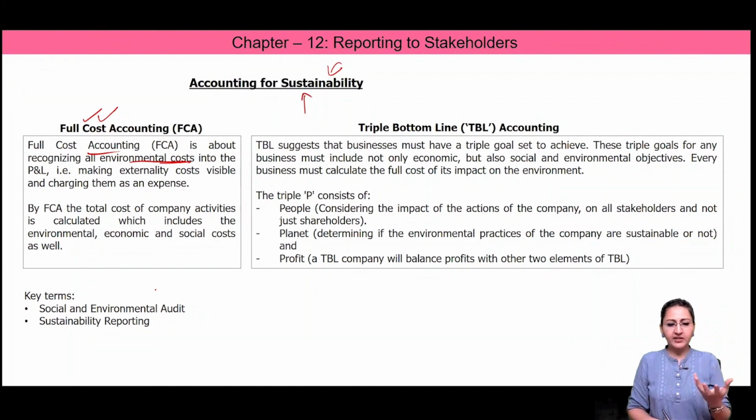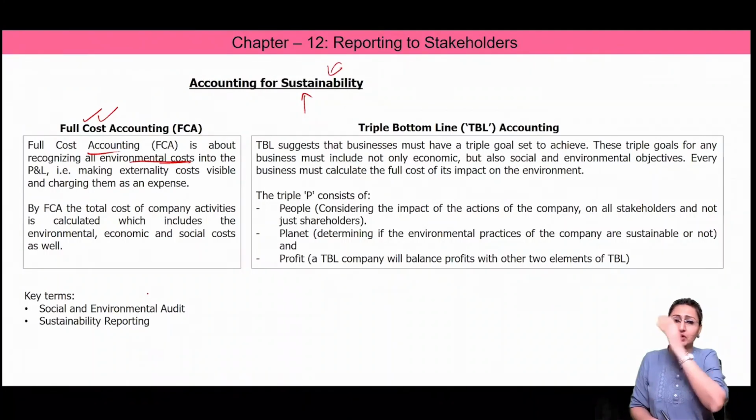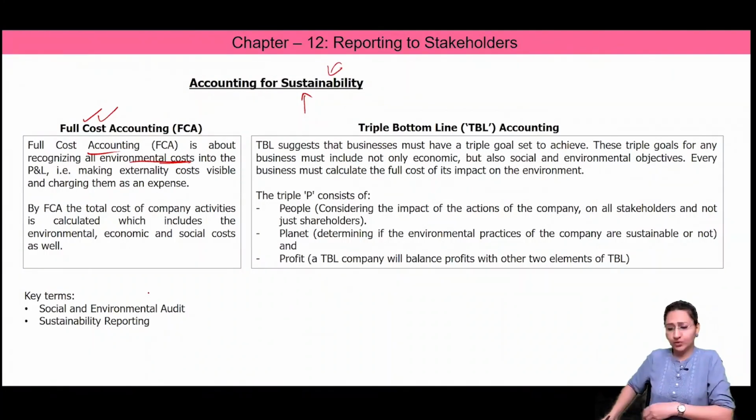Now, you may have a question, how do I calculate the environmental costs? You are creating dirt in the river. What will be the cost of cleaning it? That is an environmental cost. Club that cost in the P&L. Whatever cost will be required to restore the environment is your environmental cost.